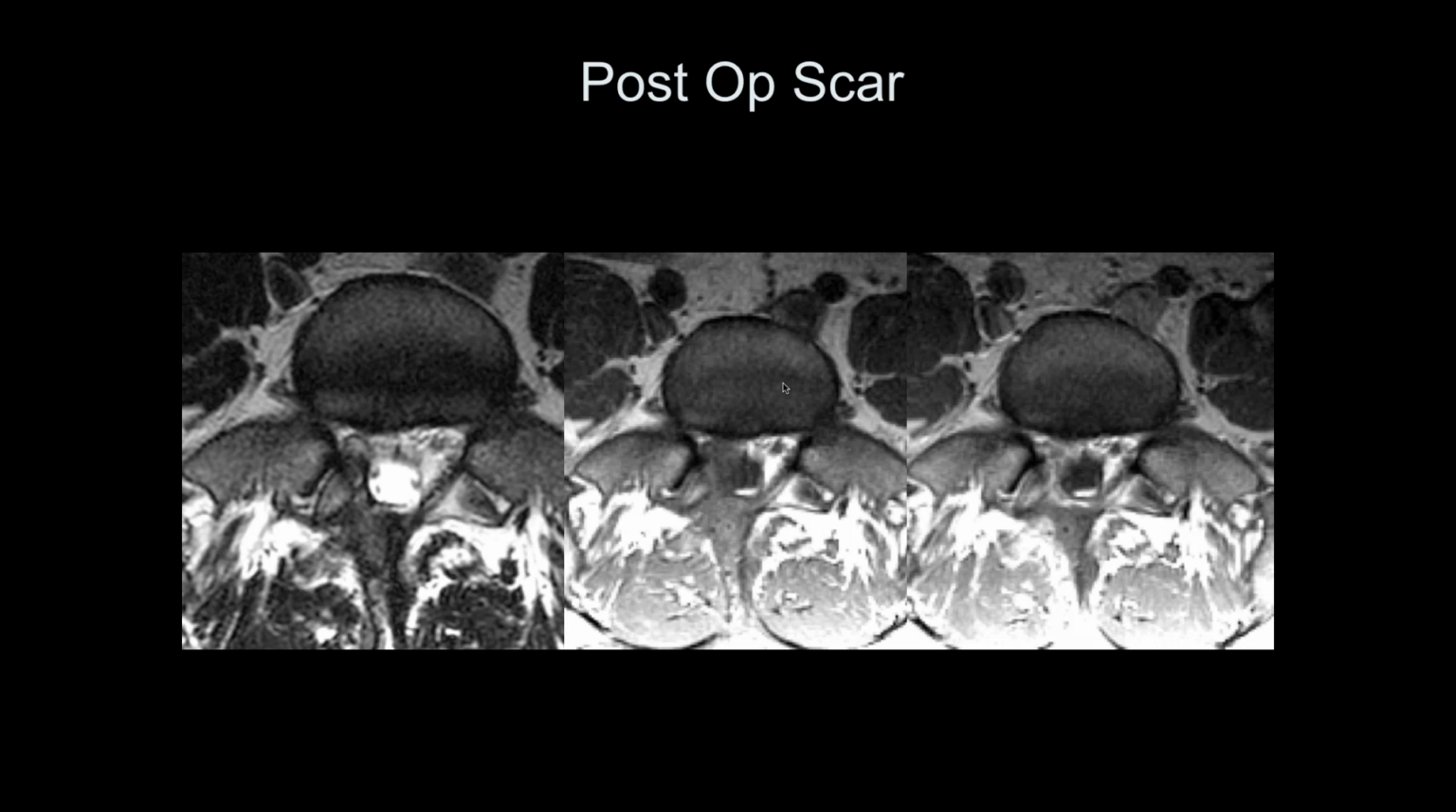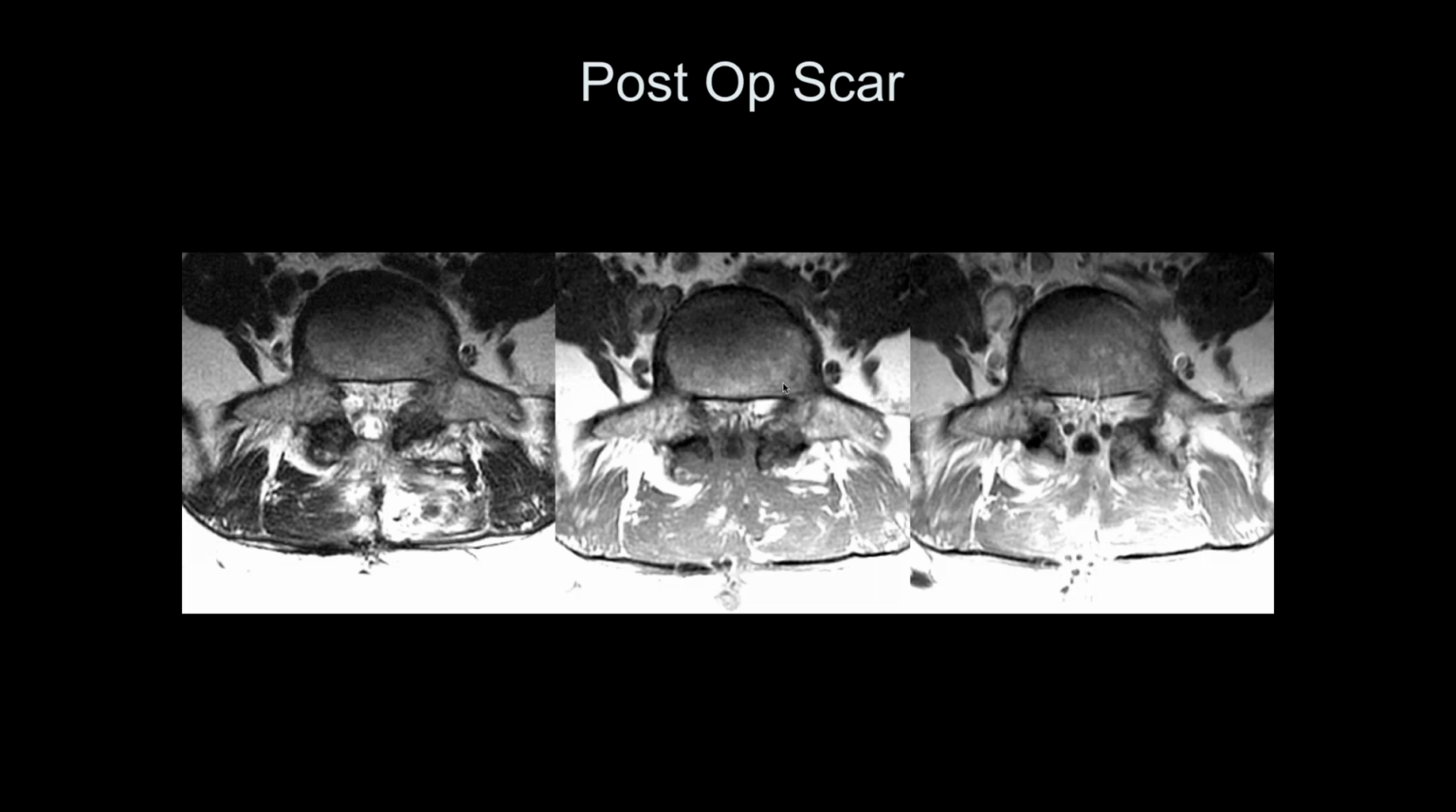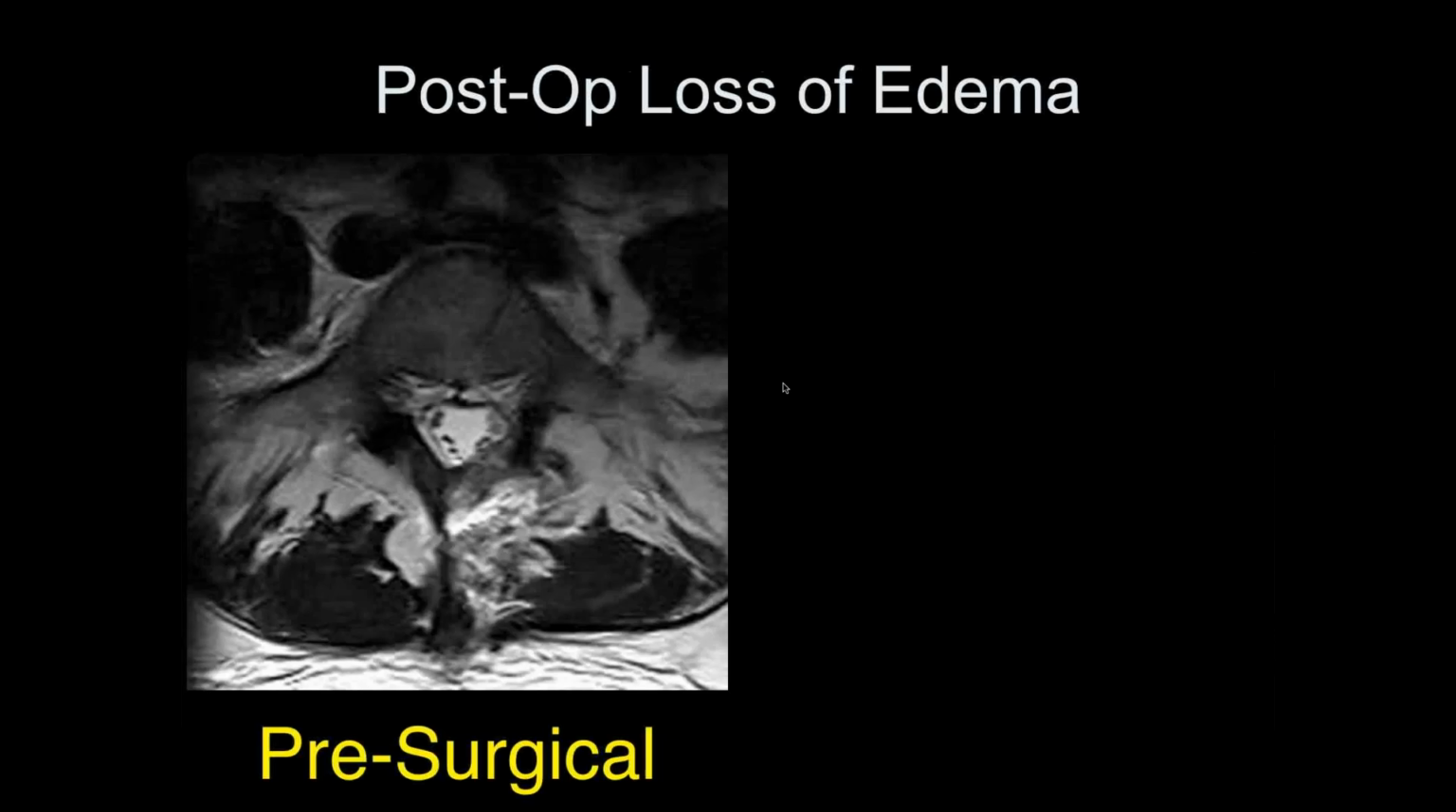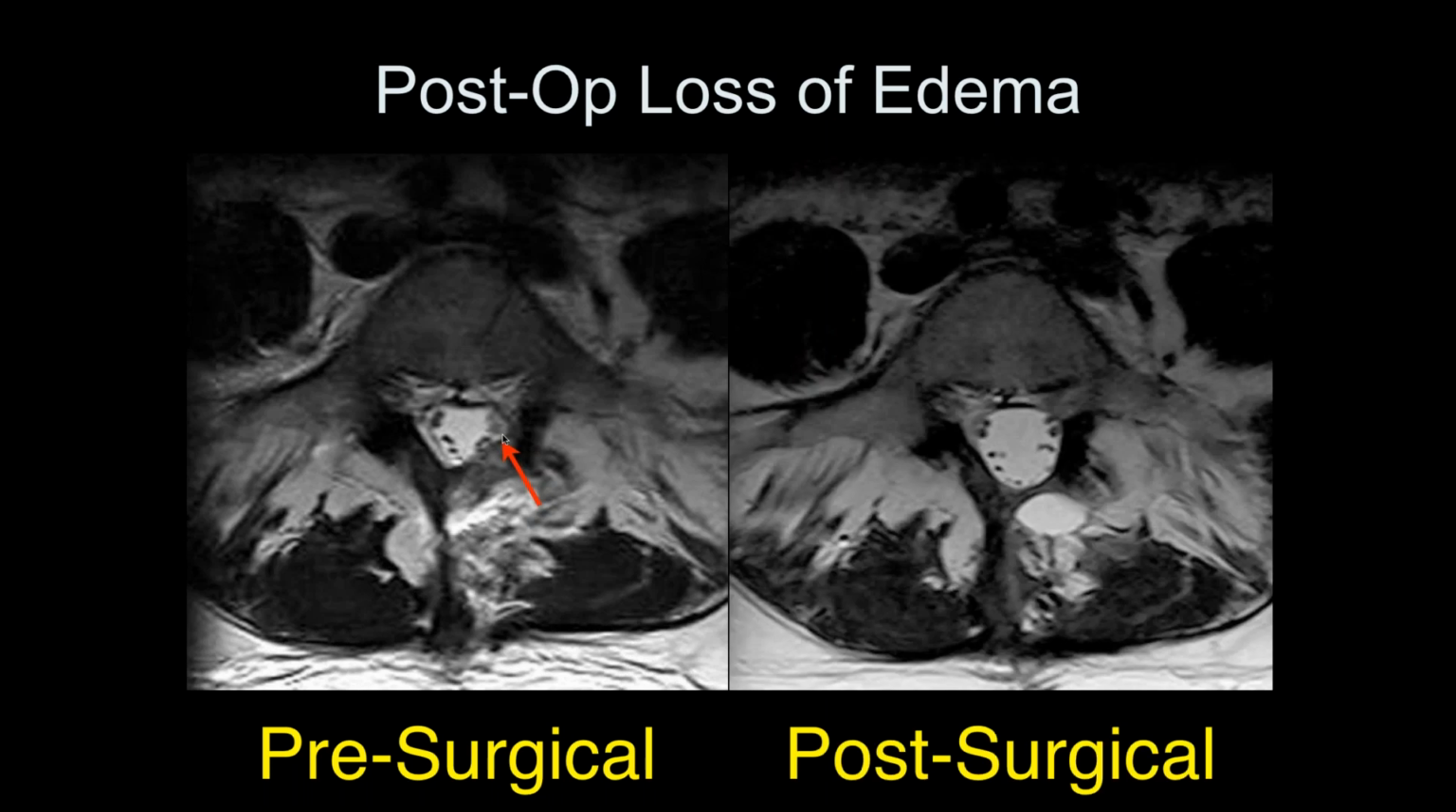Yeah. And here are just some other examples of post-operative scar in patients. And then here's pre-surgery. We can see a little bit of edema maybe in the nerve root there on the left side. And this is decompression surgery. We can see that the nerves.